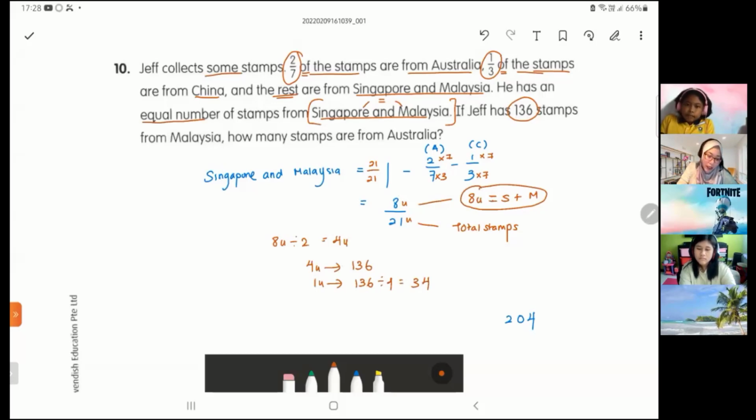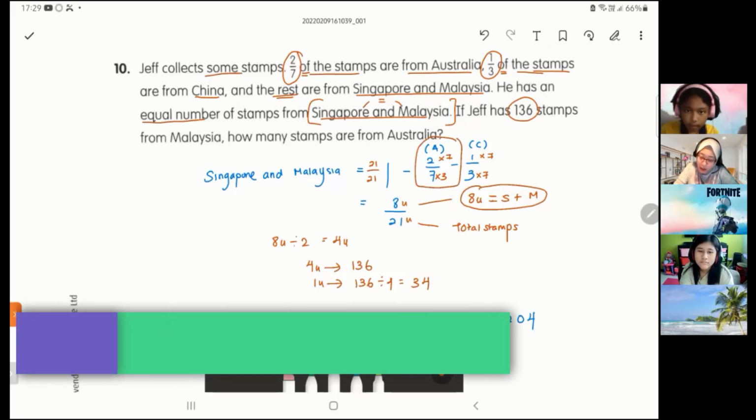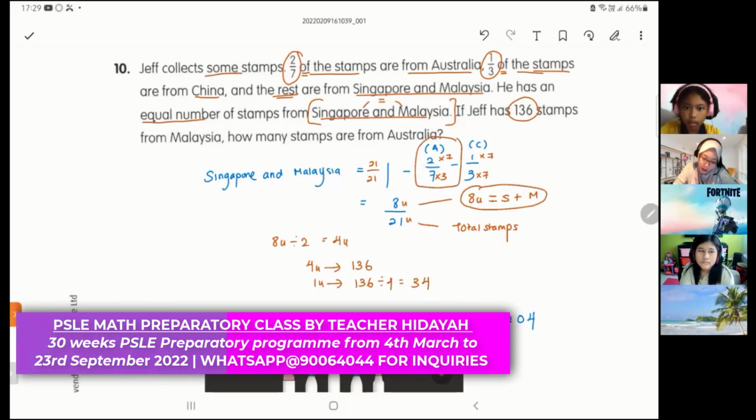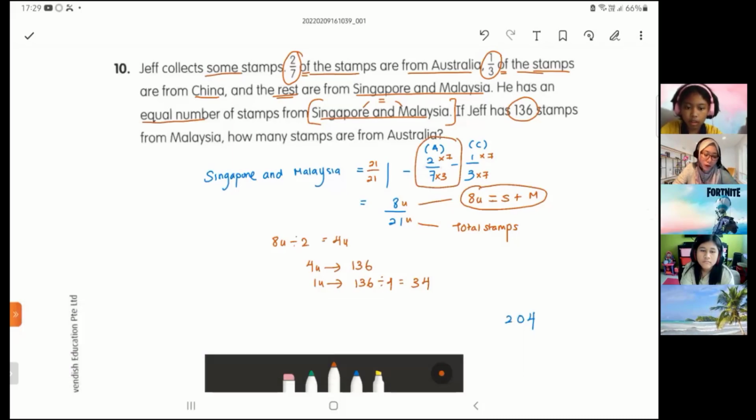How many stamps are from Australia? If you look at the question, I need to find my Australian stamps. 2/7 of the stamps are from Australia, so it will be this much, which is 14 units out of 21. You can find the whole total number of stamps first, and then find 2/7. Or you can straight away find 6 units, which is 34 times 6 equals 204 stamps.